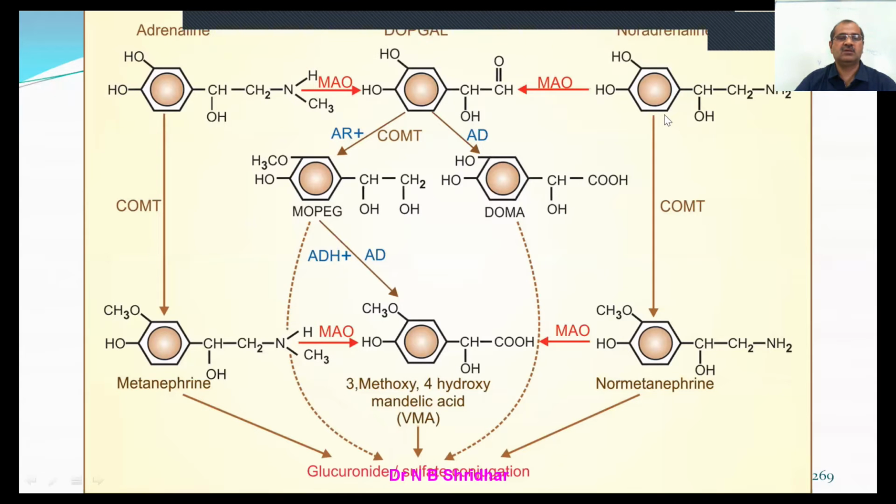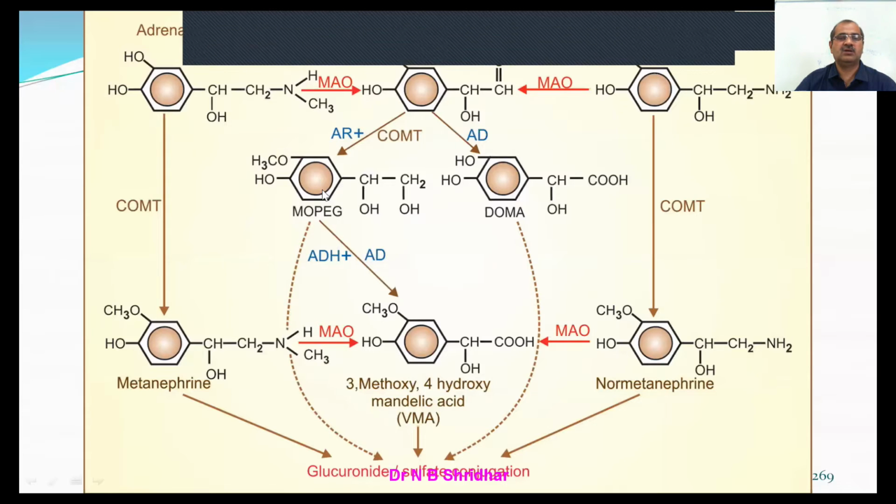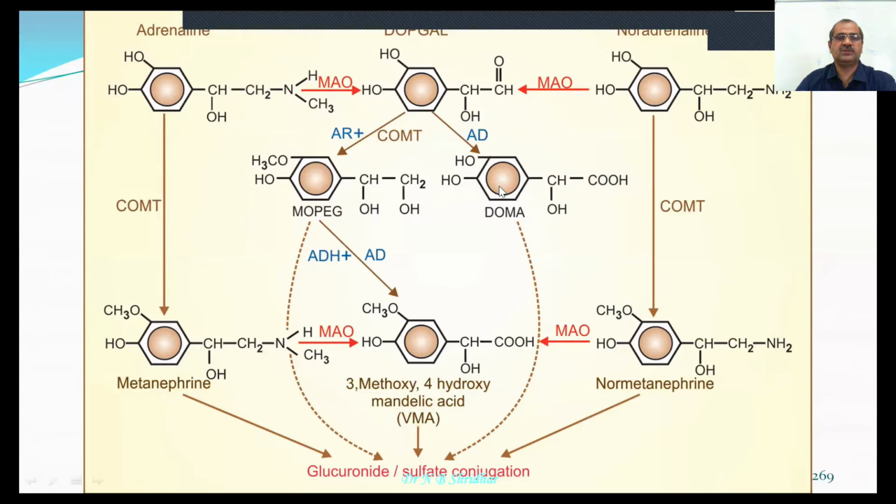Both noradrenaline and adrenaline are acted on by the enzyme monoamine oxidase, especially in the neuron bodies, and ultimately with the help of catechol O-methyltransferase, they are converted to MOPEG and DOMA. Then, especially adrenaline and noradrenaline are converted to metanephrine and normetanephrine respectively.